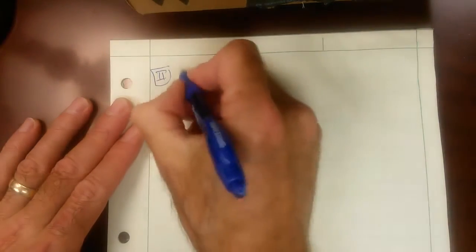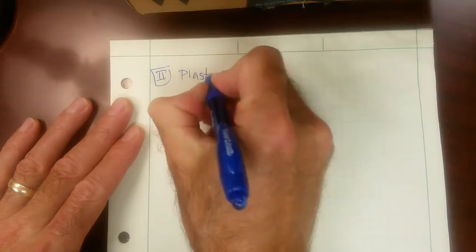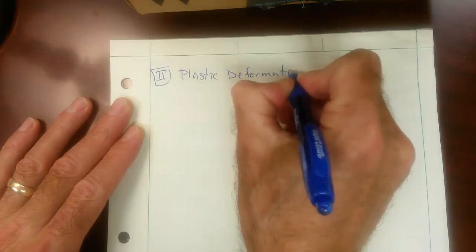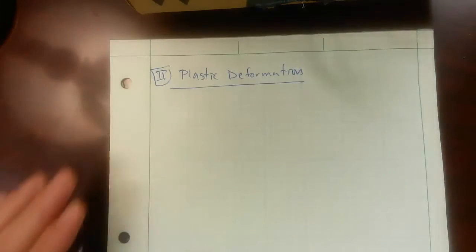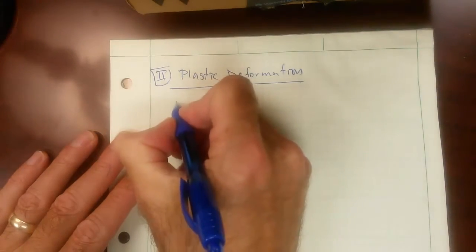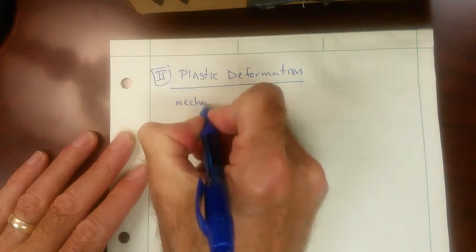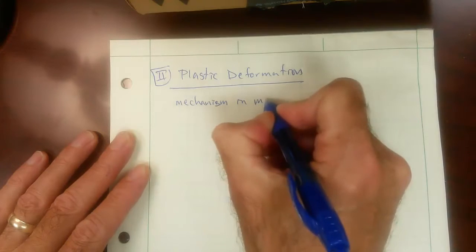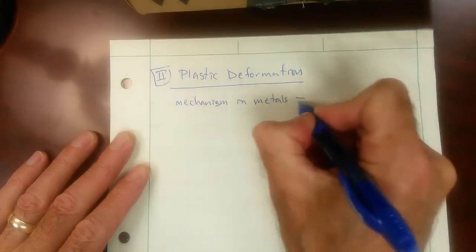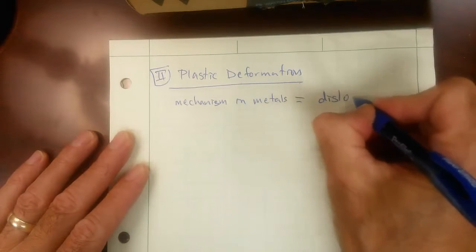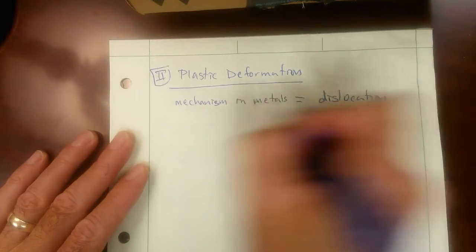Things I think are a little more interesting when we talk about plastic deformation. Section 2 is plastic deformation. And the mechanism of plastic deformation in metals is dislocation slip.